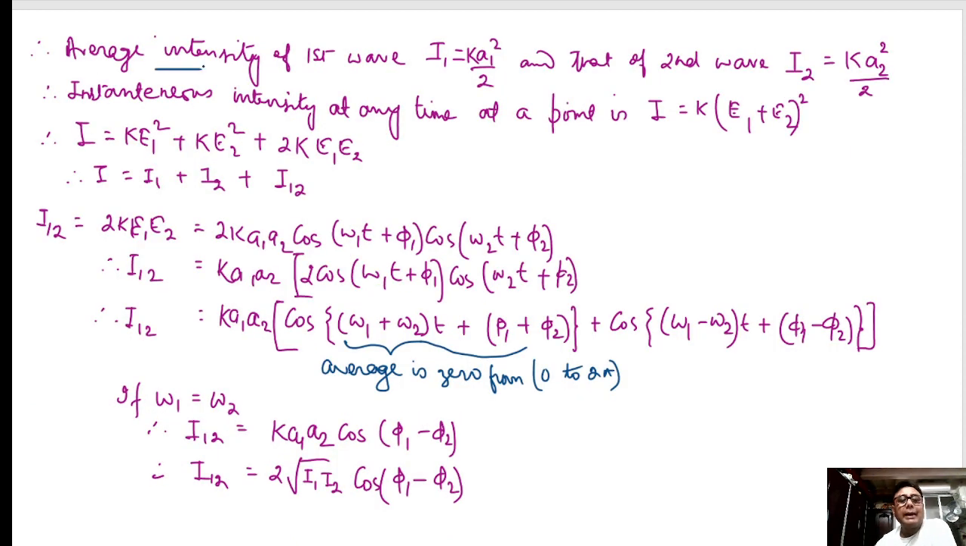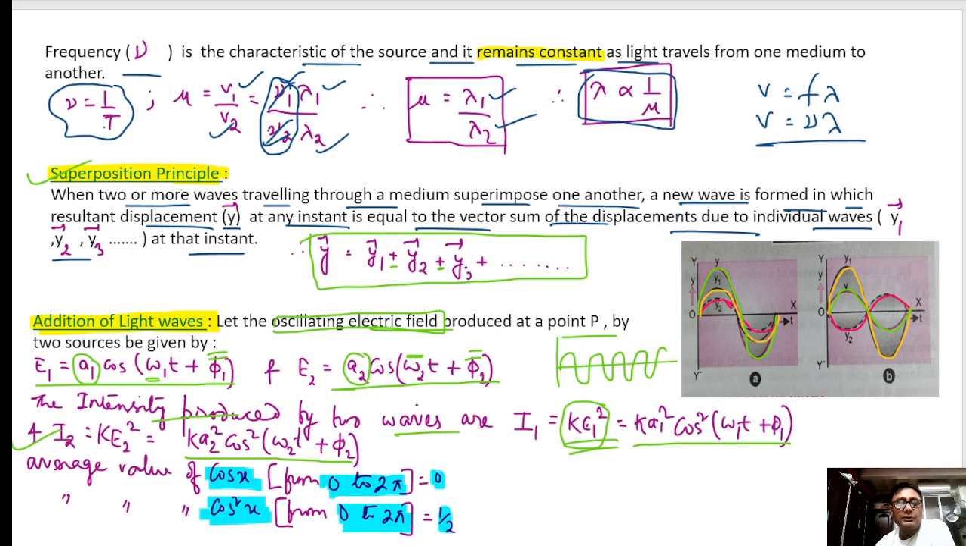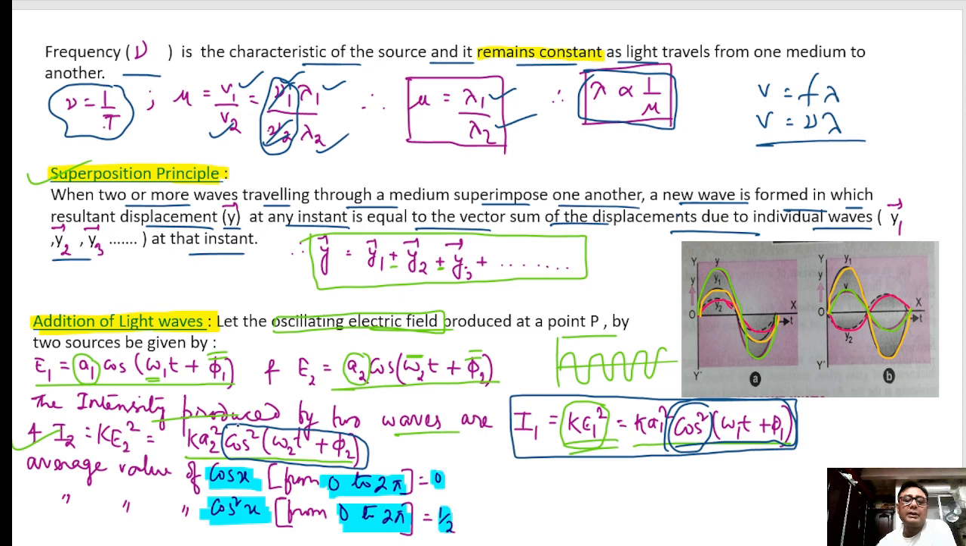So, the average intensity of the first wave: because the wave equation has a cos square term, please see, the intensity of the first wave has cos square, so its average value will be half. Similarly, the second wave also has cos square, and its average will be half.